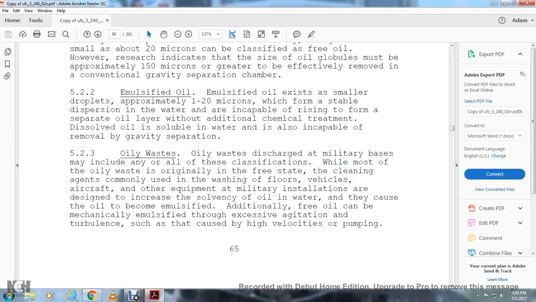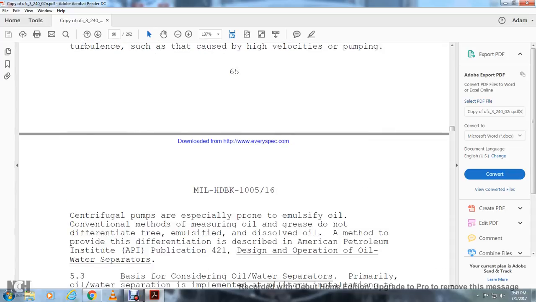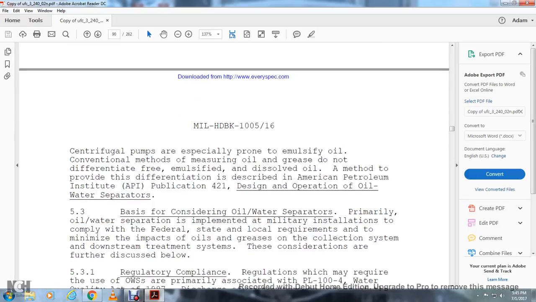5.2.3 Oil wastes. Oil waste discharged from the military base may include any or all of these classifications, though most of the oil waste is originally in a free state. The cleaning agents commonly used in washing floors, vehicles, aircraft, and other equipment of the military installation are designed to increase the solvency of the oil in water, which causes the oil to become emulsified. Additionally, free oil can be mechanically emulsified through excessive agitation or turbulence, such as that caused by high velocity pumping. Centrifugal pumps are especially prone to emulsifying oil. Conventional methods of measuring oil and grease do not differentiate free, emulsified, or dissolved oil. A method to provide differentiation is described in American Petroleum Institute Publication 421, Design and Operation of Oil Water Separators.